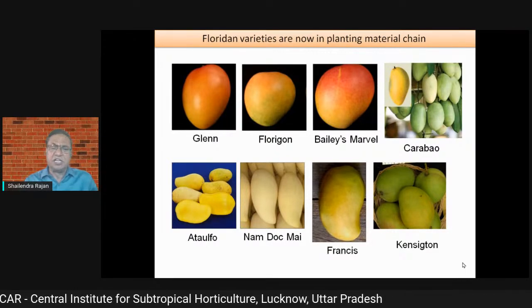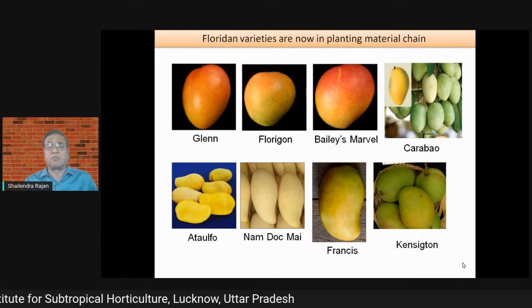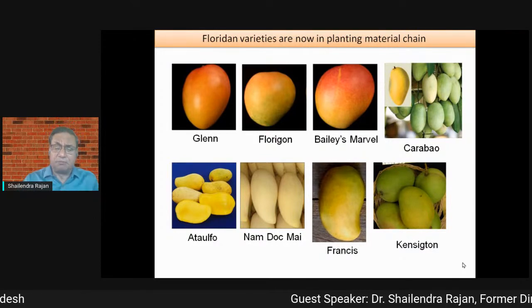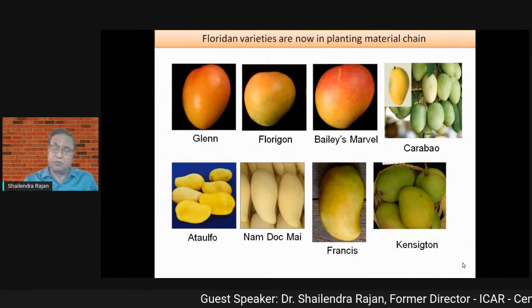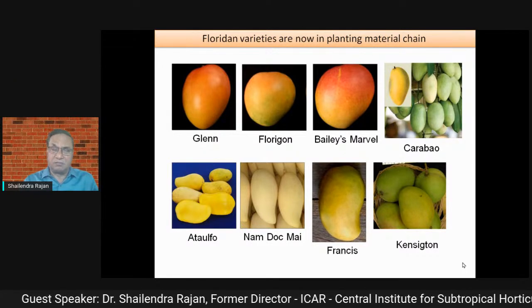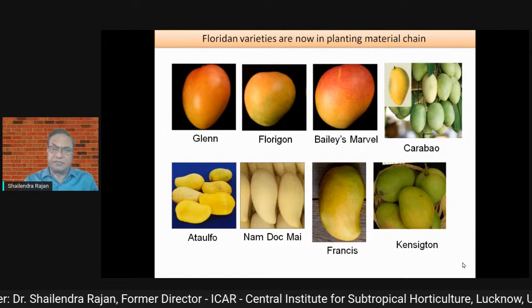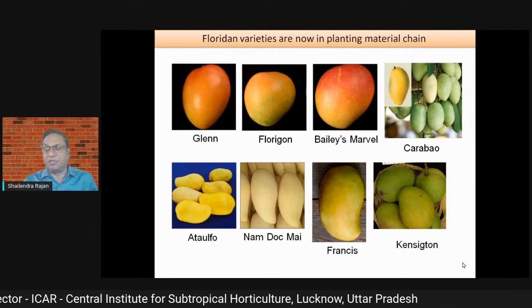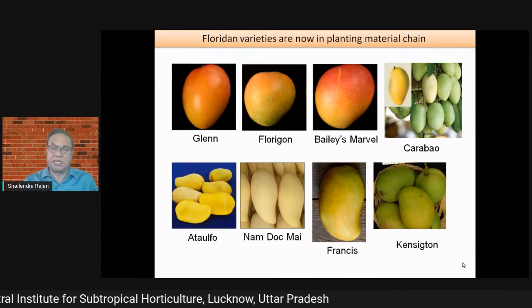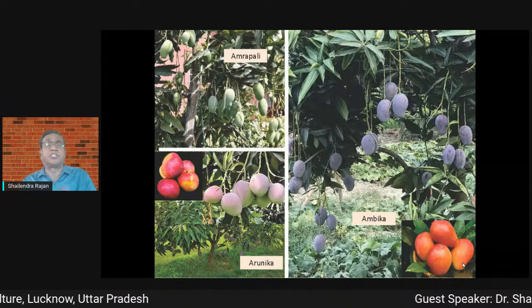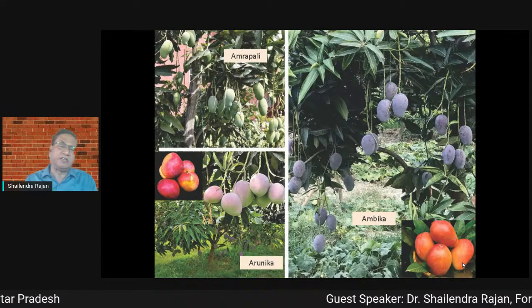Carabao from the Philippines. People are now growing Nam Dok Mai, then Kensington from Australia. So many varieties may be there, but I don't know whether these will be there in future or not, but people are trying. But definitely some new varieties will come from hybridization between the exotic colored varieties and the Indian varieties. So the commercial journey started, I should say, with Amrapali and Mallika.